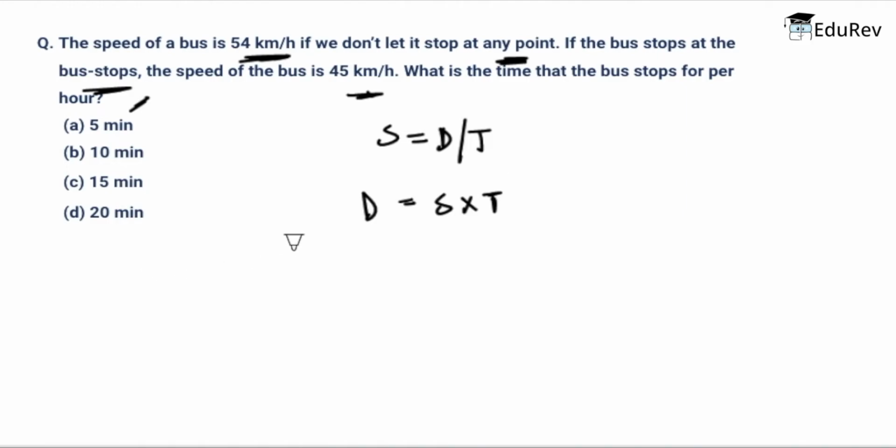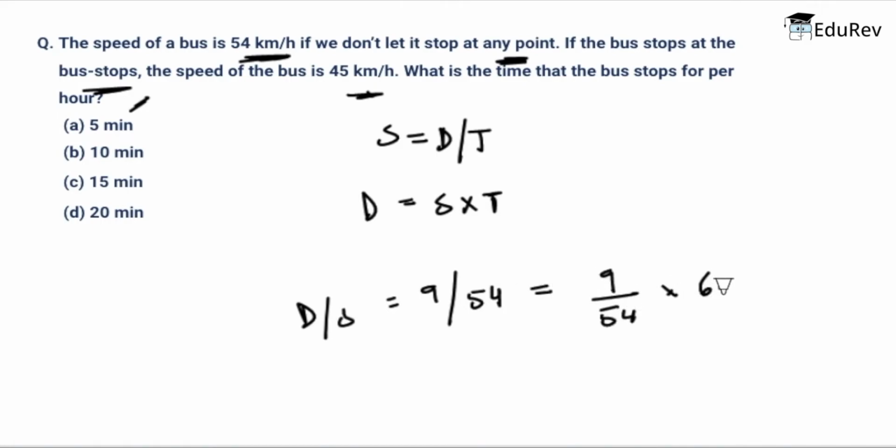So, time taken to cover 9 kilometers is going to be what? Distance upon speed. That is nothing but 9 upon 54 hours, which is going to be nothing but 9 upon 54 into 60 minutes. So this is going to be 10. So the answer is going to be option number B, that is 10 minutes.